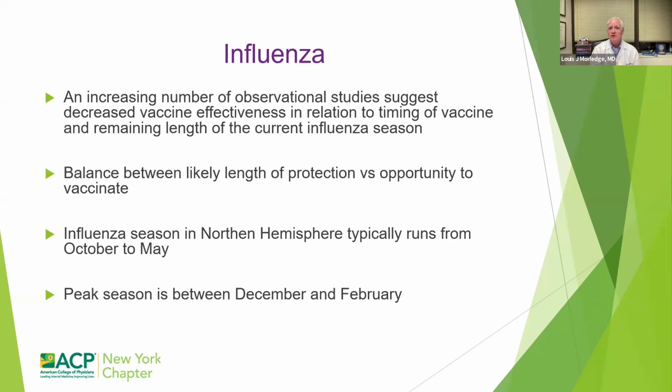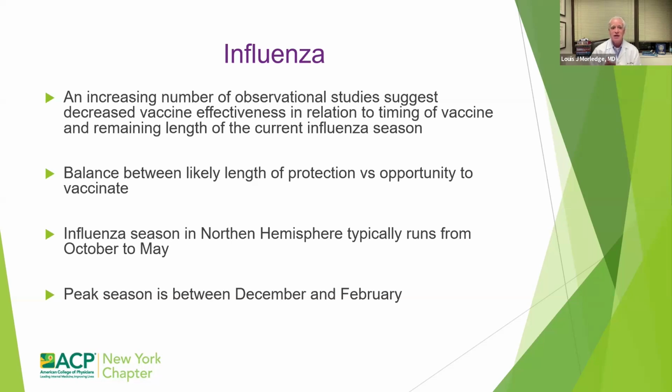Regarding influenza, there's an increasing number of observational studies that suggest that the vaccine has decreased effectiveness related to the timing of the vaccine, meaning once you receive the vaccine, its efficacy decreases over time. Therefore, you want to try to vaccinate just before the influenza season so that the vaccine remains effective during that entire season. There's a balance between the length of protection and the opportunity to vaccinate. If you vaccinate too early, you may lose effectiveness at the tail end of the season.